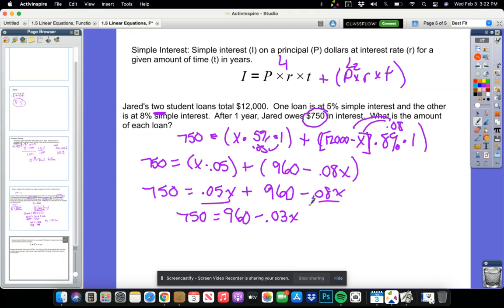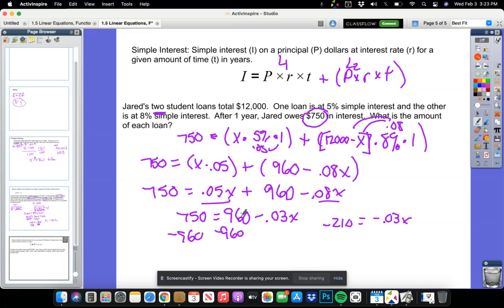Now here's the thing. We're looking for x, and it's going to look kind of odd because we'll get double negatives here. That's okay. So we're going to subtract 960 from both sides. 750 minus 960 is 210. Not just 210, it'd be negative 210. Negative 210 equals negative 0.03x.